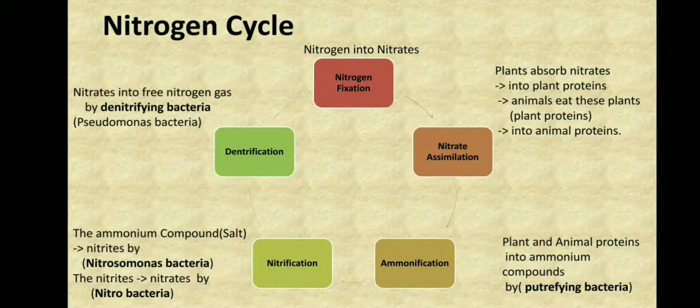So if you memorize this nitrogen cycle, you will be clear about how plants get nitrogen, which is the most important thing in this. So now we have completed the nitrogen cycle. Now let's go to the next part, which is animal husbandry.